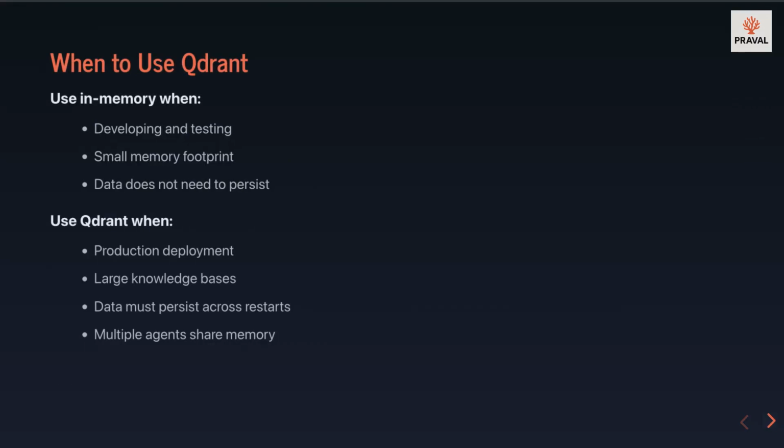When should you use which backend? In-memory for development, when you're iterating fast and don't need persistence, or for small datasets where memories don't need to survive restarts. Use Qdrant for production systems, large knowledge bases, and anywhere memories must persist across application restarts. The configuration is simple, so there's no reason not to use Qdrant for anything serious.